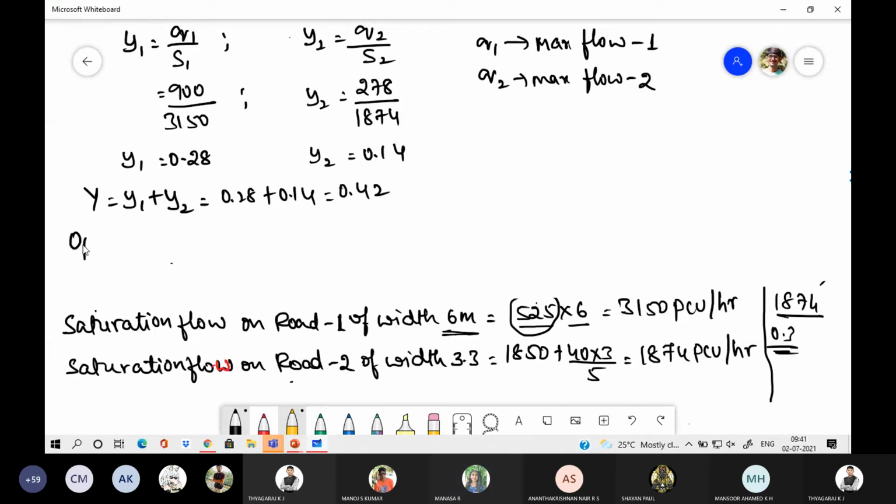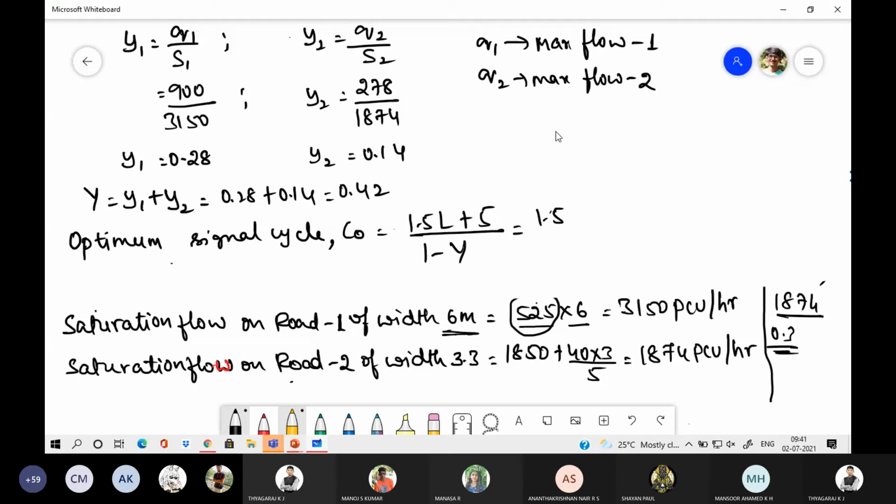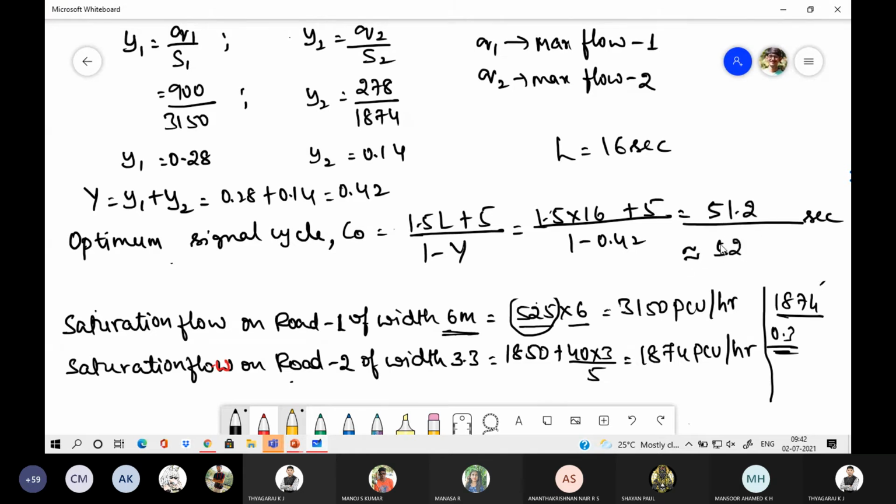Now the optimum signal cycle, that is C0, is equal to 1.5 L plus 5 divided by 1 minus Y. So 1.5 L, we know that L is 16 seconds. So it is 1.5 into 16 plus 5, divided by 1 minus 0.42. Check how much you are going to get. 51.2 seconds. So we'll round it to 52 seconds.